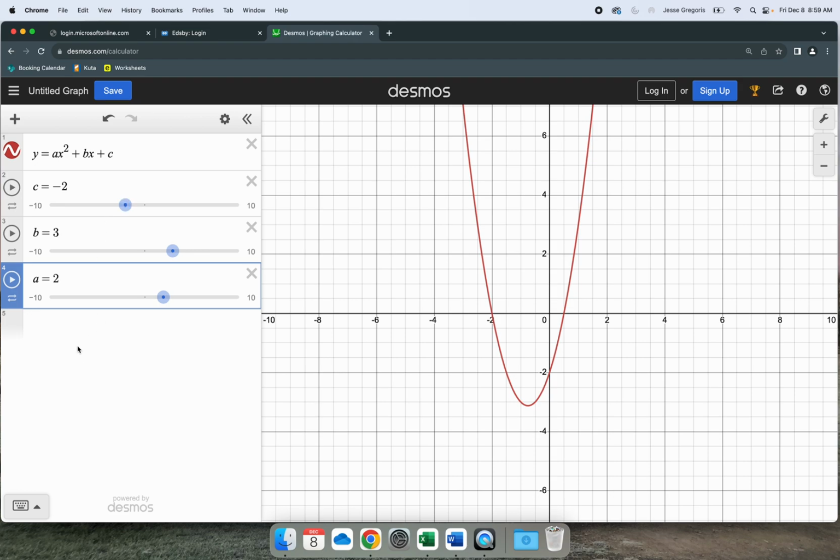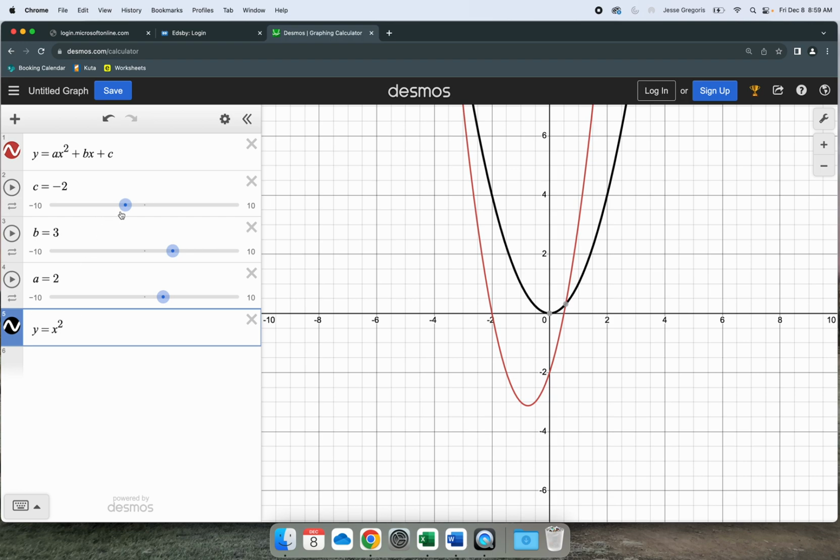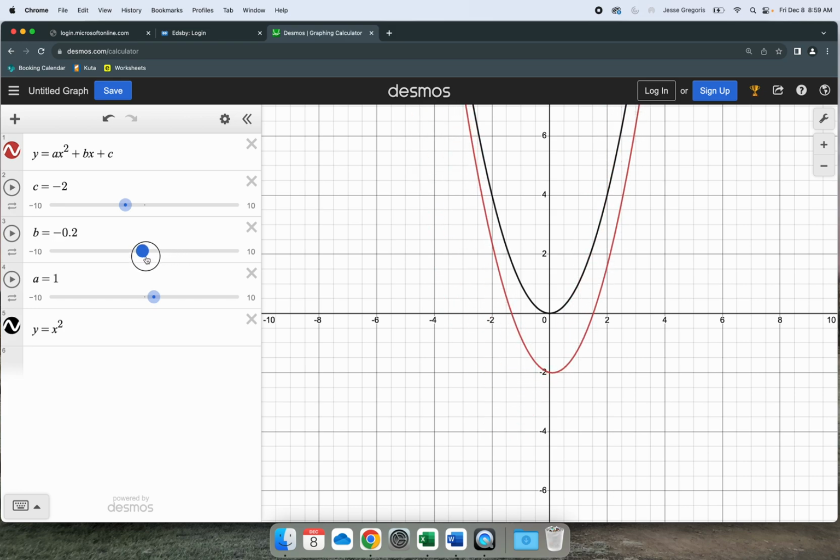So to understand what the values of a, b, and c do, we need to start with a default quadratic. So our default quadratic is this one, y equals x squared. And of course, for y equals x squared, it's going to have an a value of 1, a b value of 0, and a c value of 0. And you can see I've now mapped my red one just directly over top of my standard quadratic. So we always compare against the standard quadratic, this y equals x squared one.